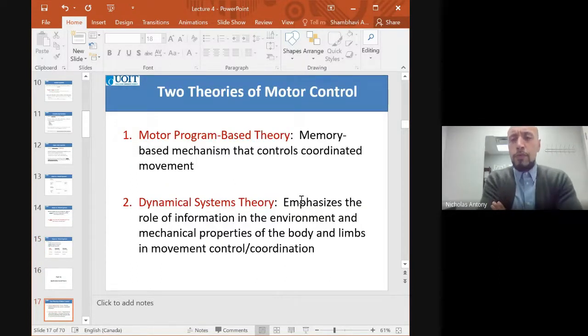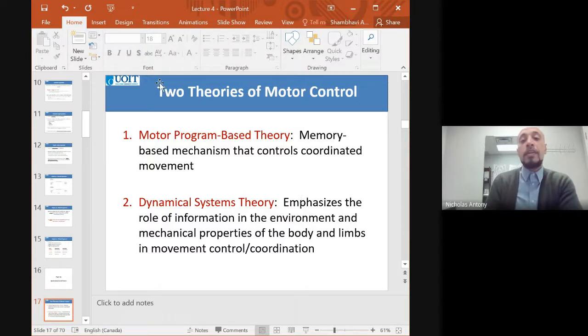So have you had any experience with any of these theories before? I believe dynamical systems theory is discussed in Megan Lowen's course. Okay. We'll review it. I think she goes more into depth about it. This is more about how it relates to the control of the body in different situations.